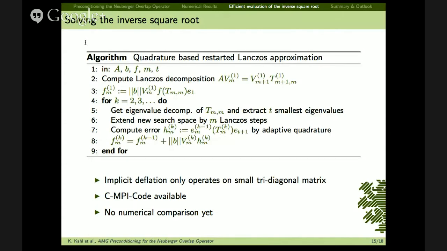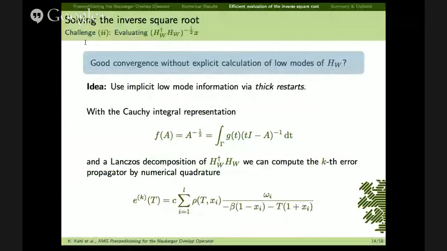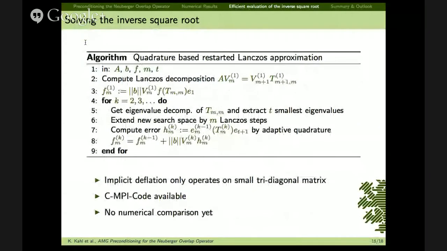Now you compute the error based on your error function, which is defined by this numerical quadrature formula. And then you can update your approximation. Not only are you able now to do restarts and thick restarts, but you also have some idea of how close you are to the solution, because you actually have something like an error update. And now you can at least say, if the error update is small, I might be close to the solution in a Cauchy sense. Okay?